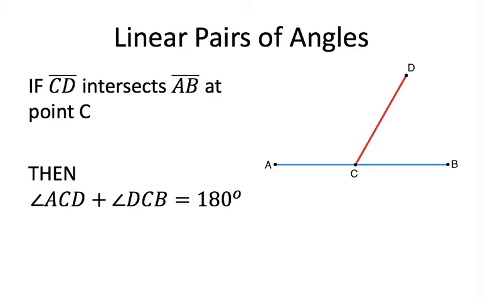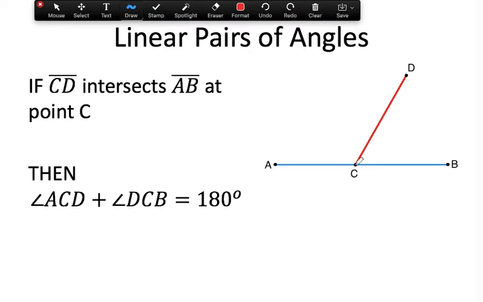And if you have a situation like this, then this angle right here, angle ACD, plus angle DCB is going to equal 180 degrees. The reason for this is basically because from here to here is 180 degrees. If you're having a hard time believing that, then just recall that for a full circle, that's 360 degrees. So we know from here to here, which is a half a circle, that's 180 degrees, which means the other side over here also has to be 180 degrees.